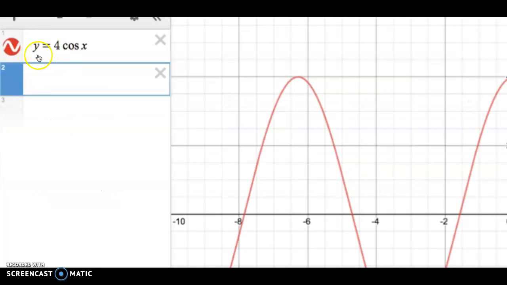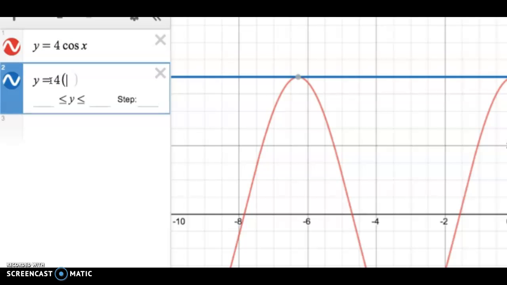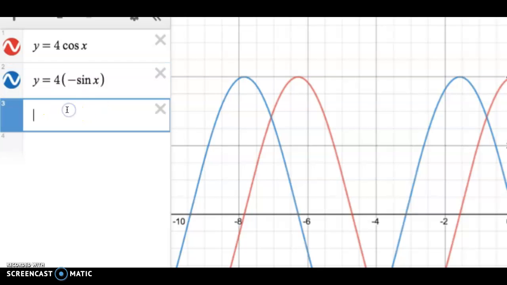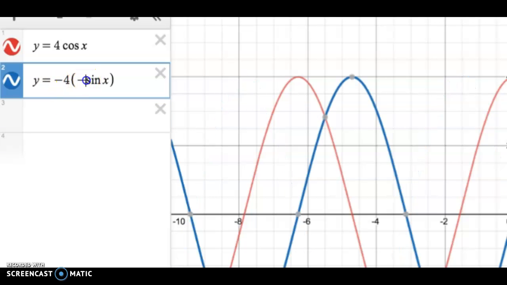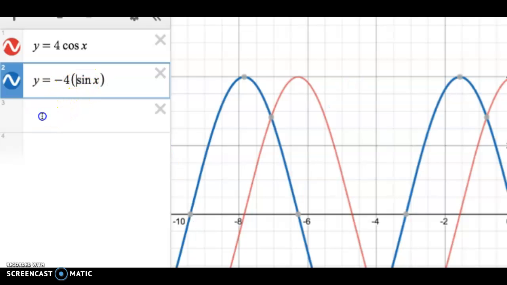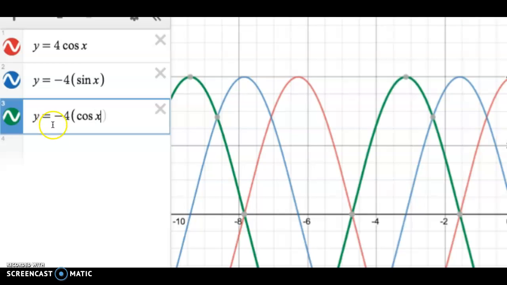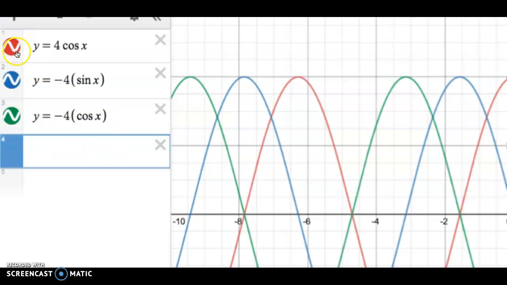So your original function in red is 4 cosine x. Your first derivative, you would leave the 4, and then the derivative of cosine is negative sine x. So that'll be in blue. Then that negative, you can go ahead and put in front if you want. So then you've got a negative 4 in front, which you leave, and then the derivative of the sine is cosine. So the red is your original, the blue is your velocity, and green is the acceleration.